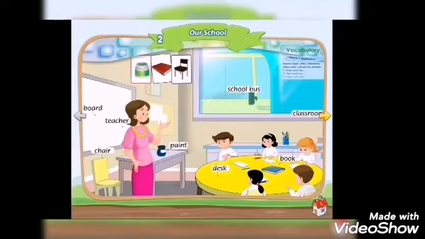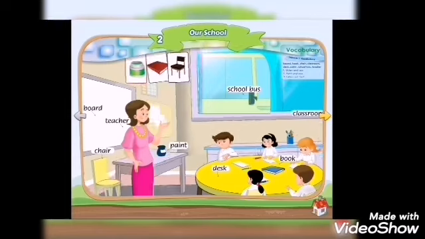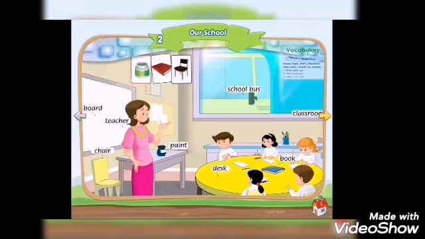Now, unit number two, our school. This is the classroom. What's this? It's a board. Teacher, like me, teacher Khulood. Hello. It's a chair. It's a paint. Desk, book, school bus. Excellent.